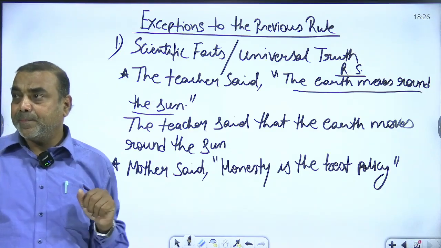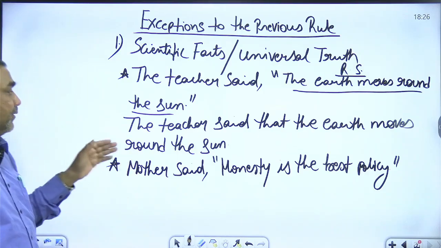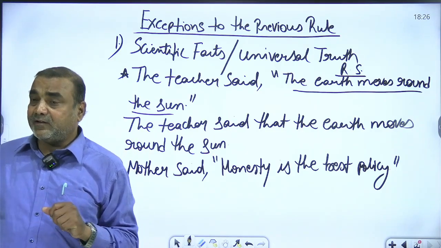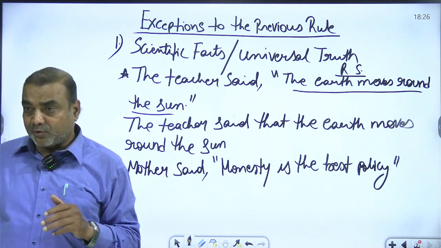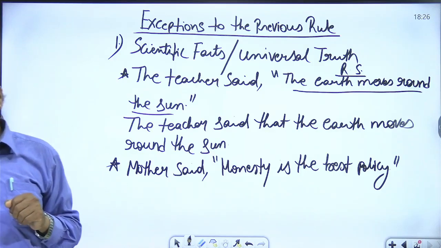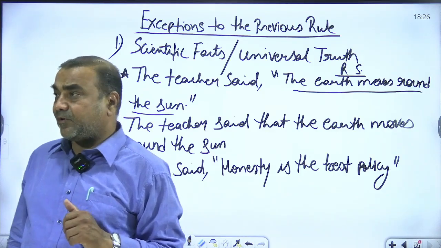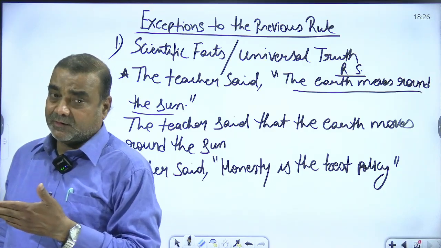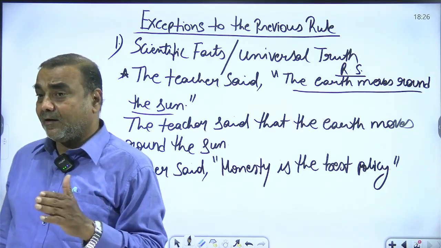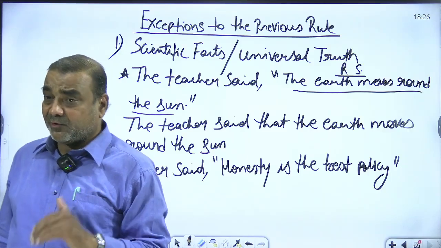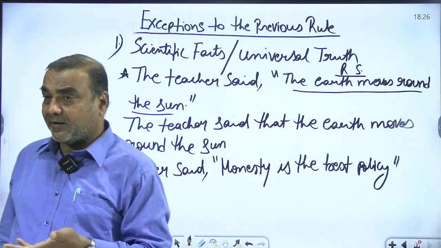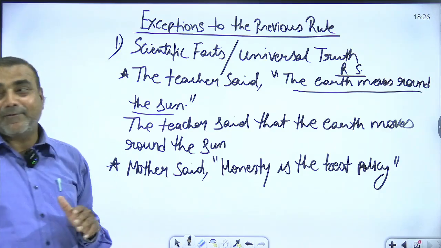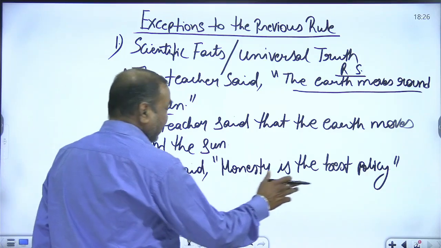The earth moves around the sun. Now second, mother said honesty is the best policy. Again, honesty is the best policy क्या है? यूनिवर्सल ट्रूथ है. हमें बचपन से सिखाया जाता है. We are taught from the beginning that honesty is the best policy. It was taught, it is being taught, it will be taught. पहले सिखाया गया है, अब भी सिखाया जा रहा है. हमारे पेरेंट्स ने हमको सिखाया, हम अपने बच्चों को सिखाते हैं और हमारे बच्चे अपने बच्चों को सिखाएंगे. Honesty is the best policy. वो अलग बात है, कोई फॉलो नहीं करता, लेकिन is a fact. ठीक है. Mother said honesty is the best policy.